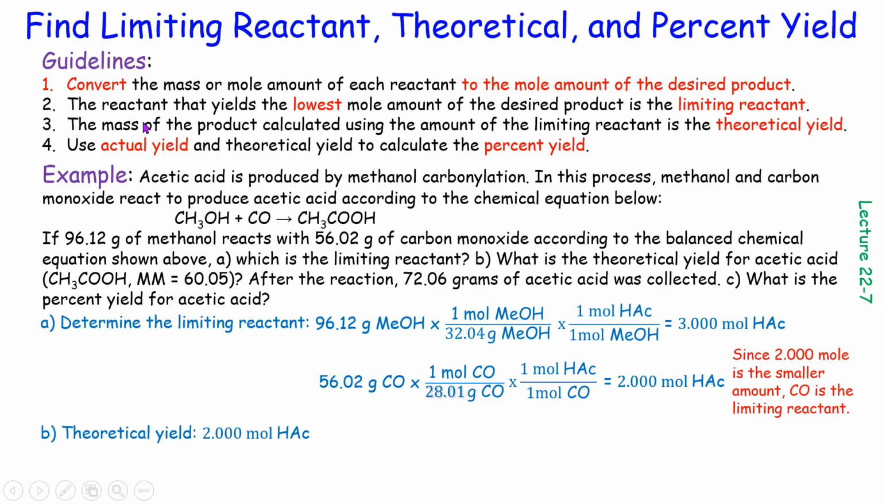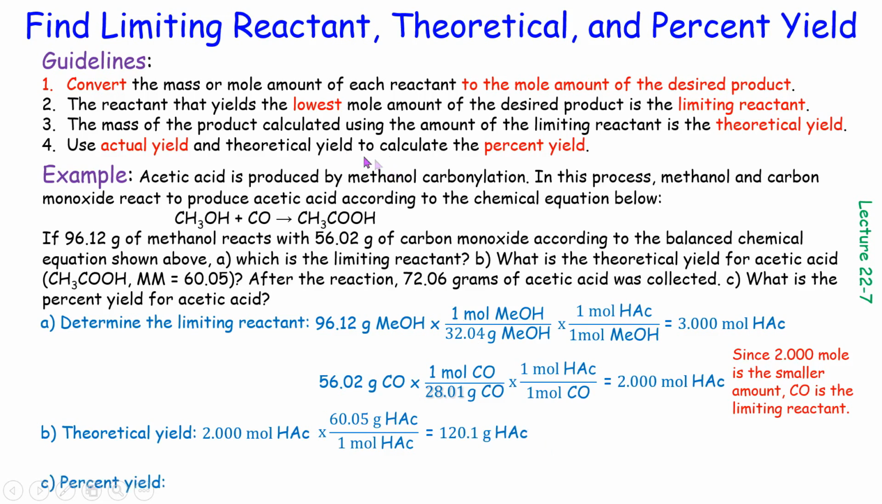Next, how do we find out the theoretical yield? The mass of the product calculated using the amount of the limiting reactant is the theoretical yield. So therefore, we already know from this reaction here, 2 moles of acetic acid, we are converting from moles of acetic acid to grams of acetic acid. So therefore, 120.1 grams of acetic acid is the theoretical yield.